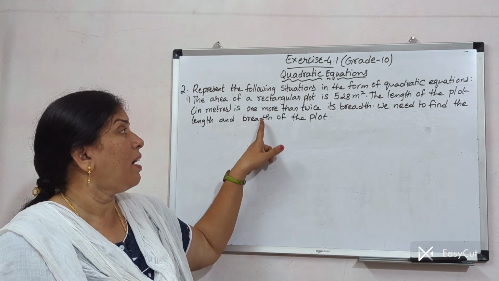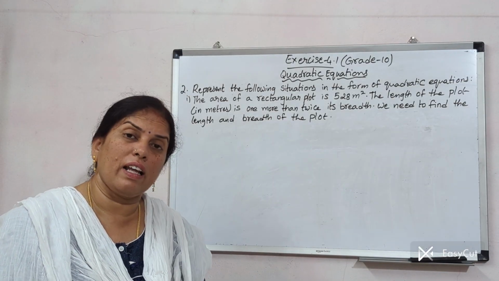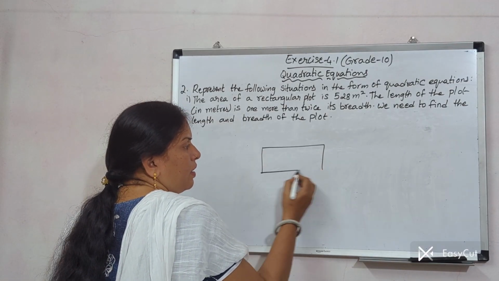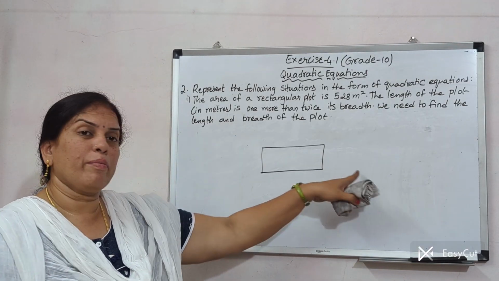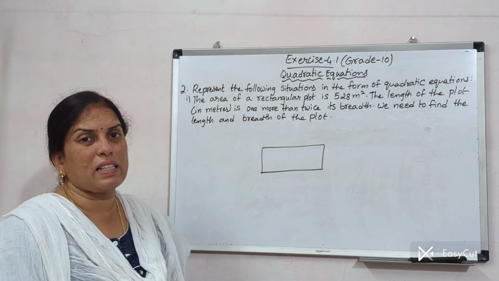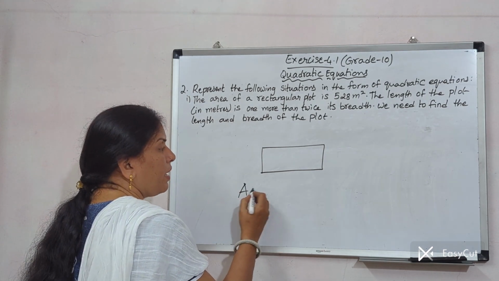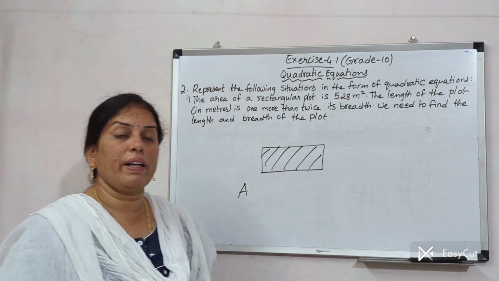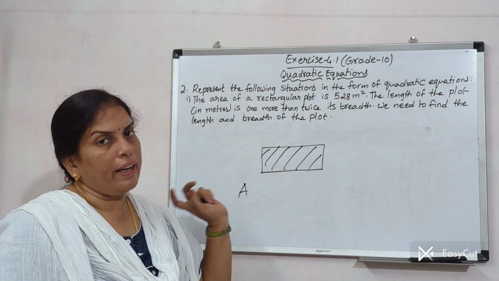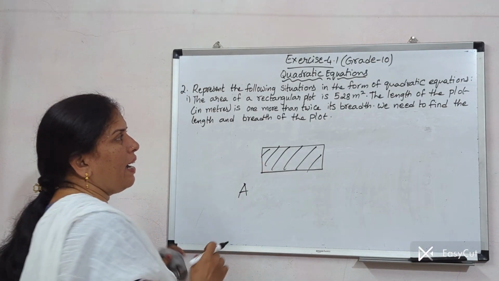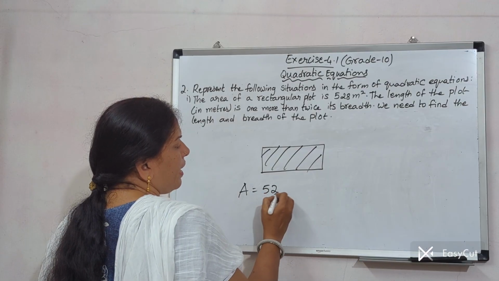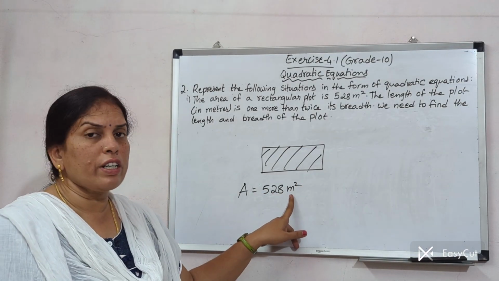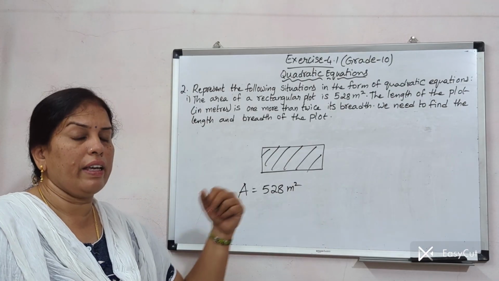They have given the area of a rectangular plot. A rectangle has length and breadth. For this rectangle they have given the area. Area means the space occupied inside. How much space is occupied inside is called the area. They have given the area as 528 meters square. See here, children, by seeing the units also we can understand they have given the area.